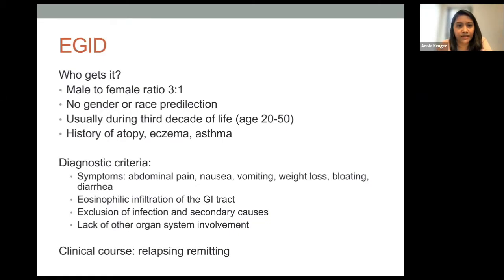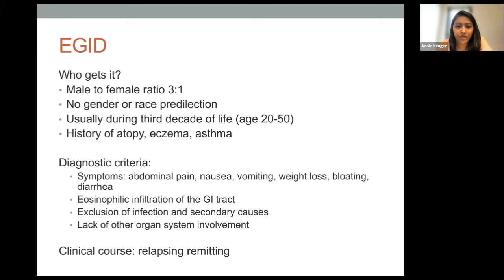So who gets it? There's definitely a male predominance in this disease, so 3 to 1. Although it just went and said no gender or race predilection per se, but that's actually not true. So there is a male predominance. And then usually you see it around the 3rd decade of life. And it's kind of like in the patients who develop EOE, like eosinophilic esophagitis. You often will see it in roughly the same kind of population. They'll have a history of atopy and eczema and asthma, and they often have other diet-related issues.